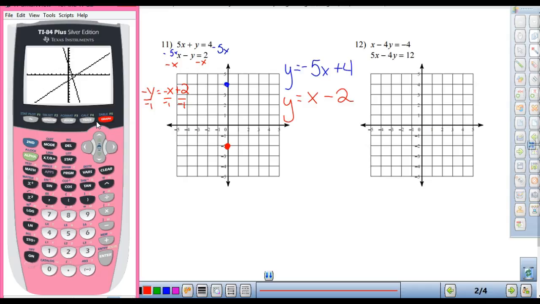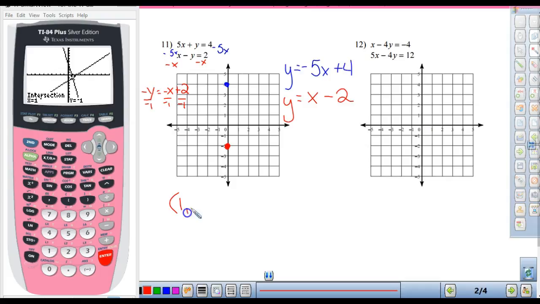Do they intersect? All right, so that's always the first thing that you want to check. Does it intersect? So second, trace 5, enter, enter, enter. Where do they intersect? 1, negative 1. Did we already have one that was 1, negative 1? Yeah. All right, so 1, negative 1. And then next.